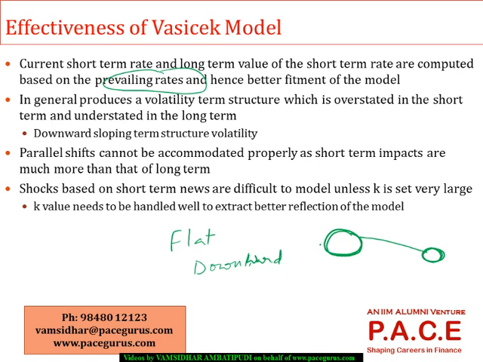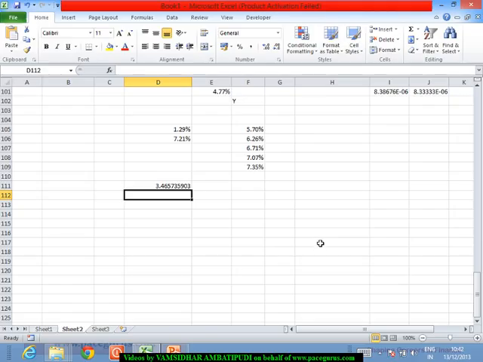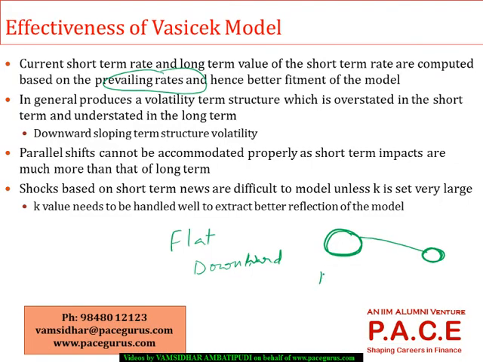And what we are also seeing is that the parallel shifts cannot be accommodated quite comfortably, because it's going to generate a non-recombining kind of binomial tree. The parallel shifts in the interest rates cannot be accommodated quite comfortably. It's very good at modeling based on what position it is in. Right now, if the interest rates are very low, it can generate a thrust towards upward movement. If the interest rates are very high, it can generate a thrust towards downward movement. But any parallel shift will be a problem, because the volatility in the long term is quite lesser, which means it cannot generate a parallel shift across all the term structures at all.